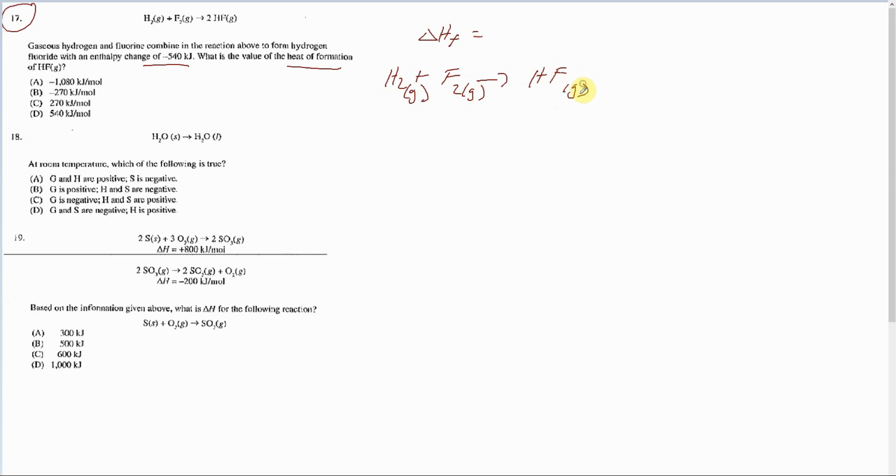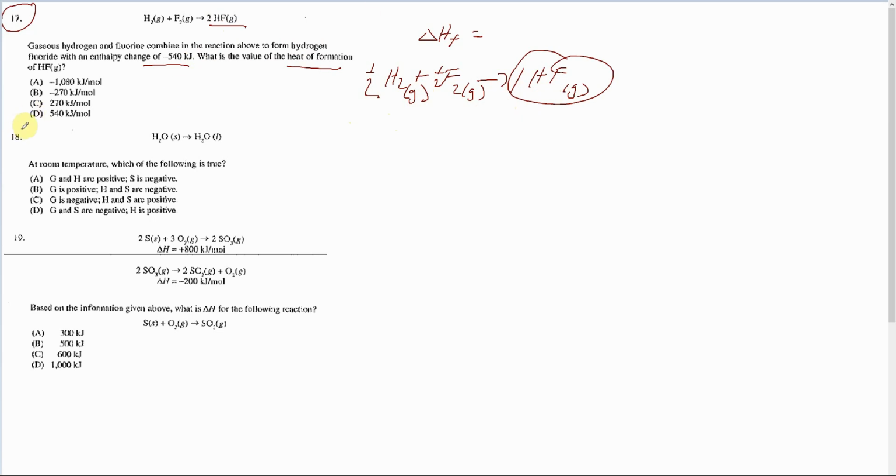But the other part of the definition is it's always the formation of 1 mole of HF, which means you would have half a mole of that and half a mole of that. So that's the key to the definition. A formation reaction is always the formation of 1 mole of HF. So you can see if this reaction makes 540 kilojoules of energy, the formation version of it would be half that amount. So I think the answer is B.